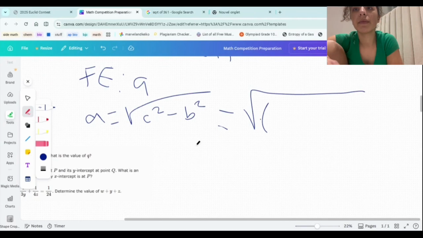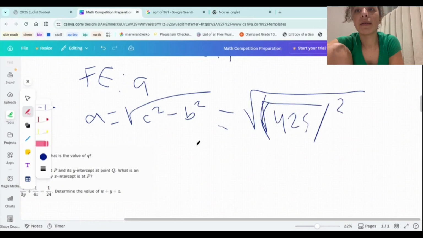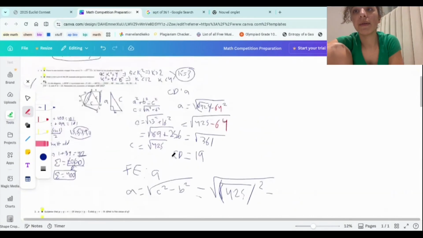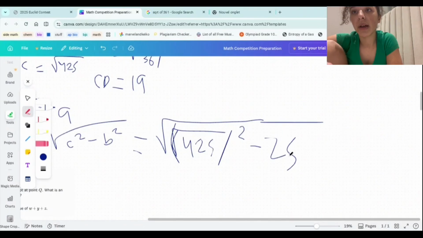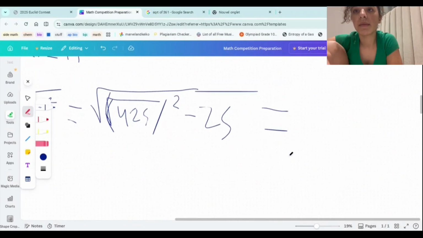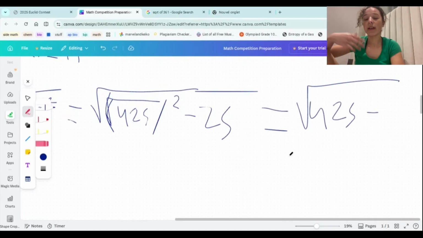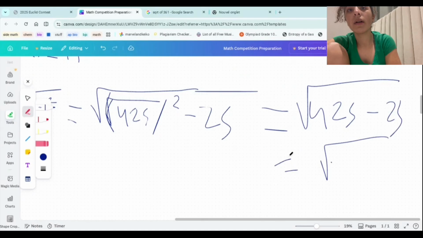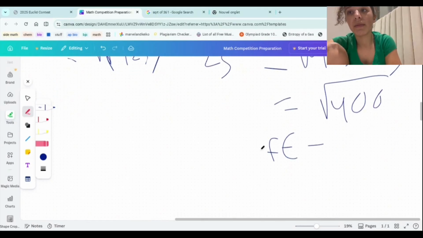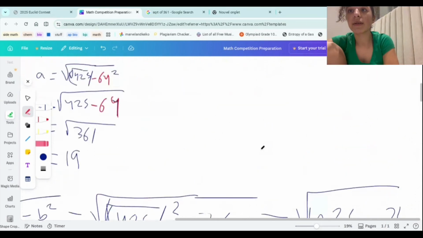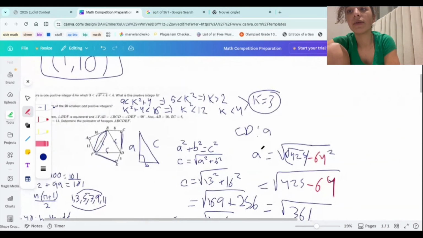So that's, running out of space a bit. Square root of 425 squared minus, what is its side length? Minus 25, okay. So that, remember, the square of a square root cancels, so we have square root of 425 minus 25, square root of 400 is equal to 20. So FE is equal to 20.